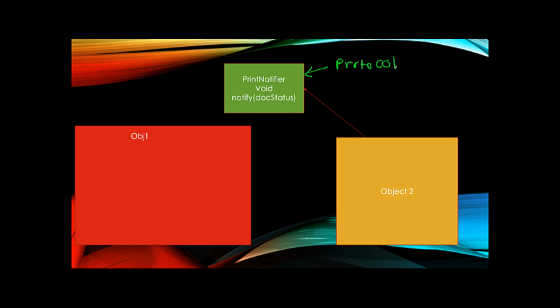So on one side of the protocol there is a publisher. Object 2 is a publisher of this protocol, and object 1 is a consumer of this protocol. So object 2 says, hey, whenever I am running a long running task, and whenever I am done, I am going to publish my status using this print notifier protocol, and object 1 can subscribe to this protocol and receive the notifications, so that object 1 doesn't have to wait.